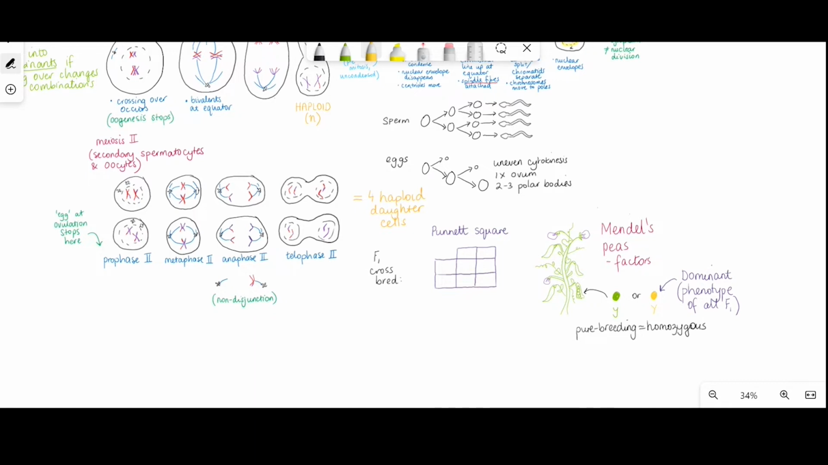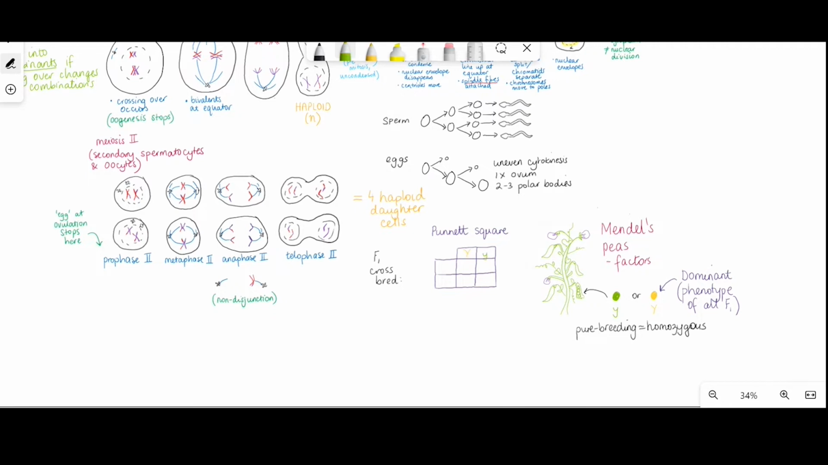So you would take the letter usually from the dominant trait, so we'll go yellow for a Y, and we put it in uppercase for the dominant yellow. And then the green, we still use the letter Y, but we put it in lowercase to show that it's recessive.